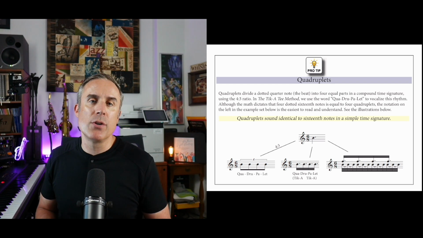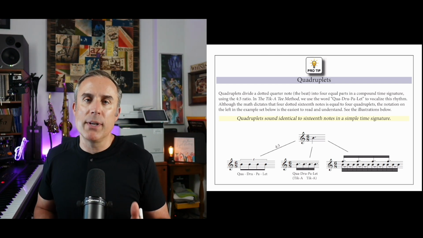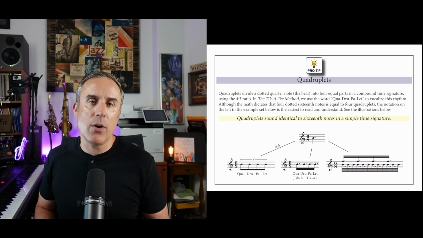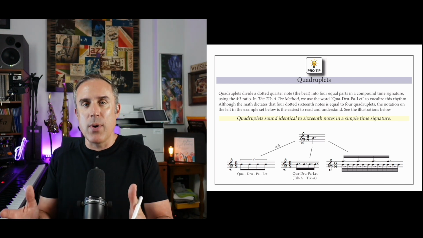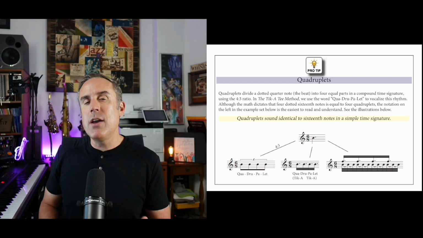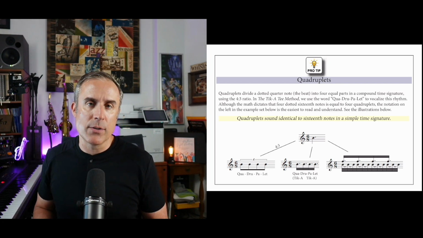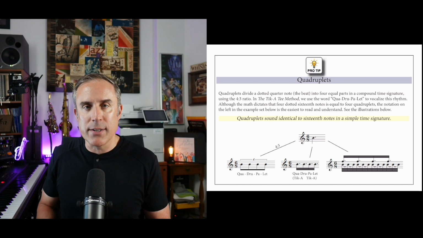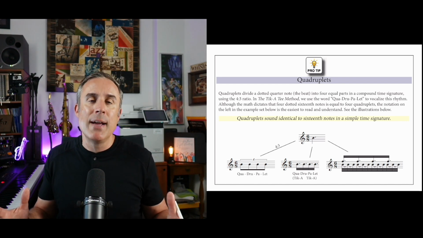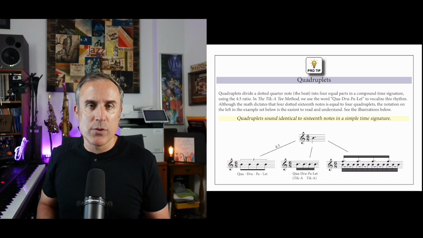Okay, let's introduce quadruplets before our next exercise. We know that duplets was a 2-to-3 ratio, meaning that we are now taking 2 eighth notes and putting them where 3 normally existed. Well, here for quadruplets, we're going to have 4 eighth notes where 3 normally existed. So we're going the opposite direction. Instead of having fewer notes within the beat, we're actually going to have more notes within the beat.